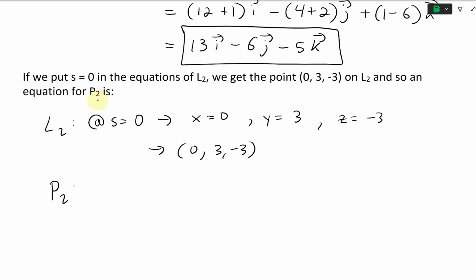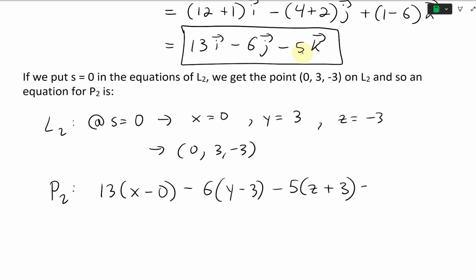let's write this down, P2 plane, this is the plane. Well, we're going to write the normal vector. There's a normal vector (13, -6, -5), the components, and there's the point on this line, and we're just going to form a parallel plane with this line on it. So with this point here on the line, that's going to be 13 times x minus 0, and then minus 6 times y minus 3, and then this is going to be minus 5, because this value there, that's c, minus 5 times z minus the negative 3, which is plus 3, like that, equals 0.